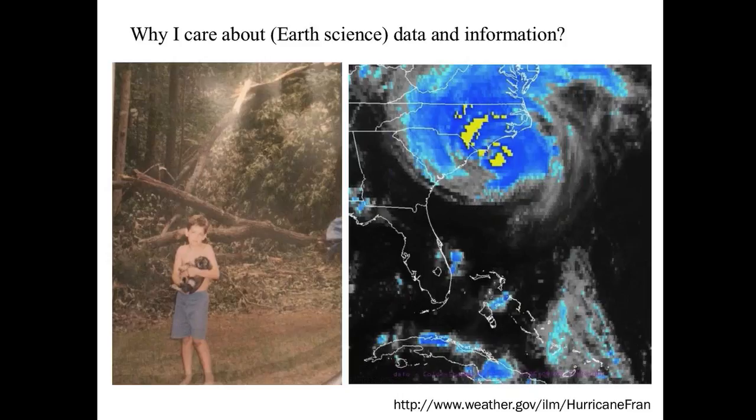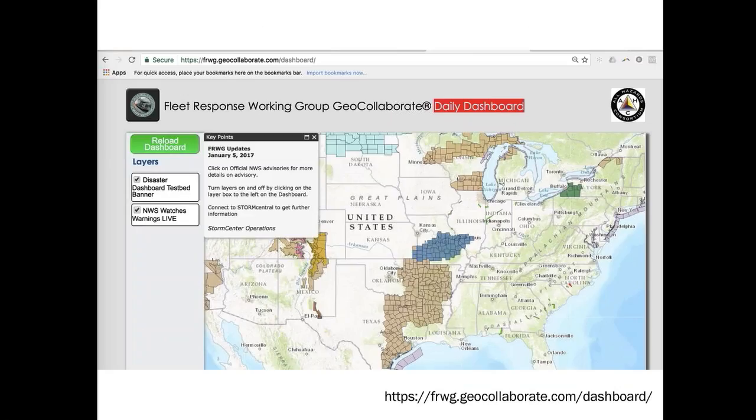And the data on the right came from NOAA, and there's a webpage for Fran with this animation. It was easy to find. I Googled it, I got the right date, and I was able to put it into my presentation in a format that I could use. So, you know, I think we've really come a long way with earth science data and information.